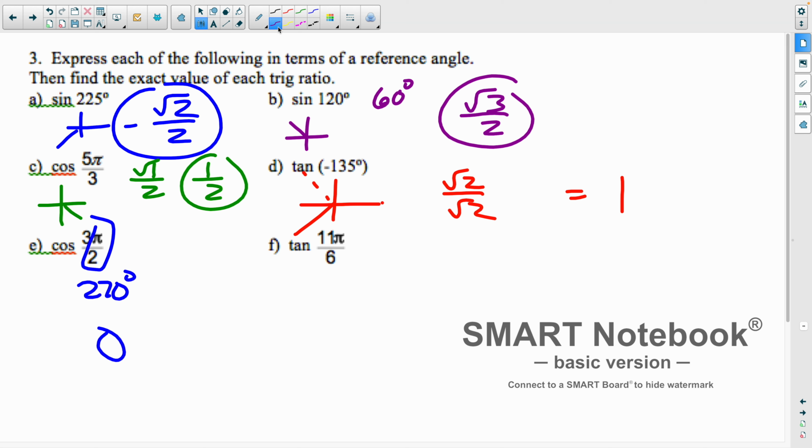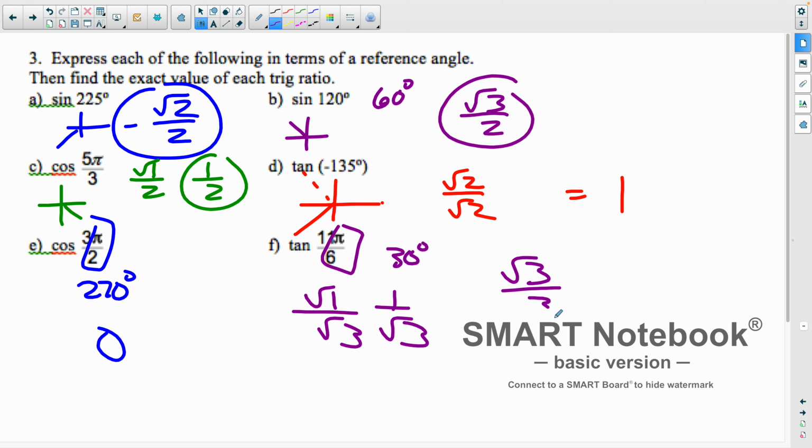Reference angle on this one: pi over 6, which is a 30. So put my 30 finger down. This is the one I don't like. Square root of 1 over square root of 3. No, I gotta fix it, because it's 1 over square root of 3, which would be square root of 3 over 3. Tangent.